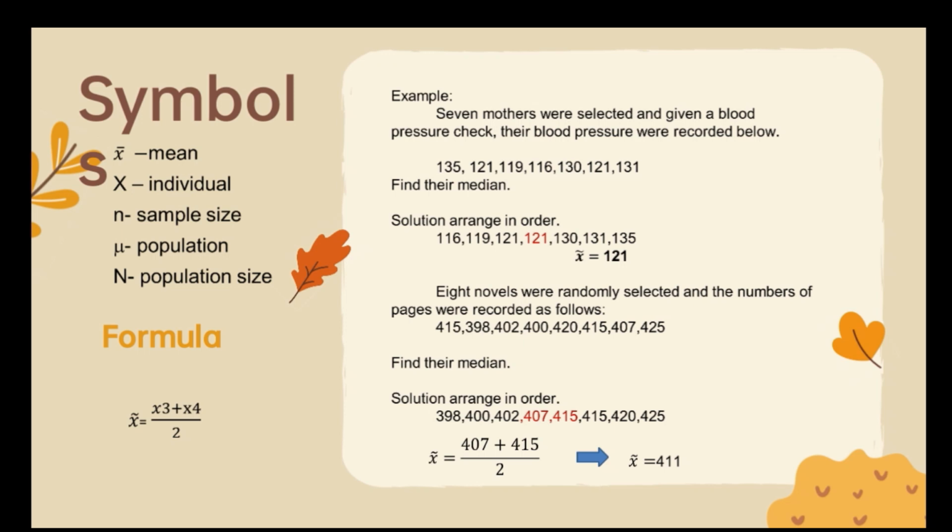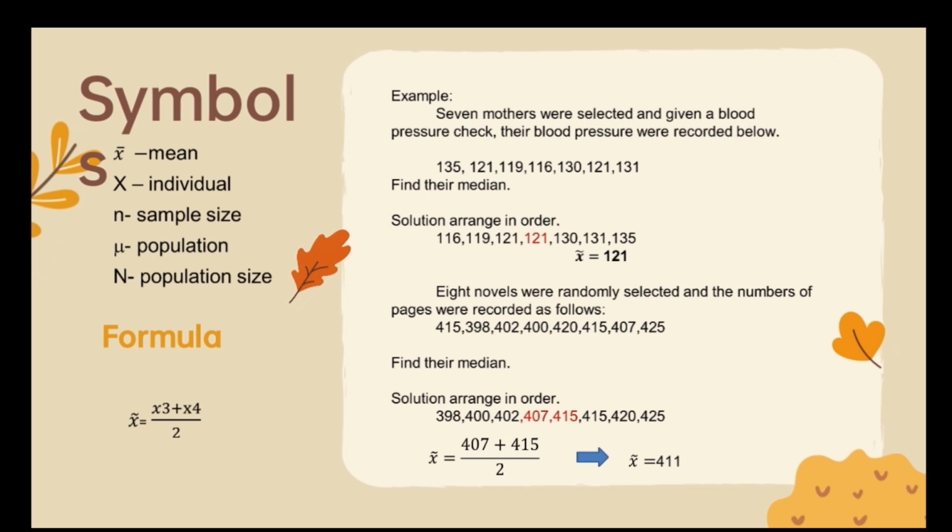follows. We have 415, 398, 402, 400, 420, 415, 407, and 425. So we will find out the median of the data. First, we will arrange it in order, from least to greatest. So we have now 398, 400, 402, 407, 415, 415, 420, 425.